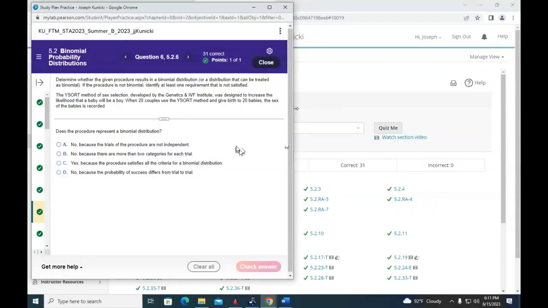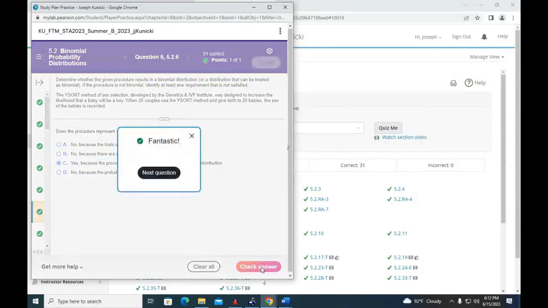Well, the probability is constant because it's 50-50. And there's a set number of trials. There's 20 couples, so there's 20 trials. And the trials are independent because the birth of one child does not affect the birth of another child in another family. And there's only 2 outcomes, either a boy or a girl. So a boy would be a success. A girl would be a failure, not statistically. So yes, it's a valid binomial. See how much we read into that?